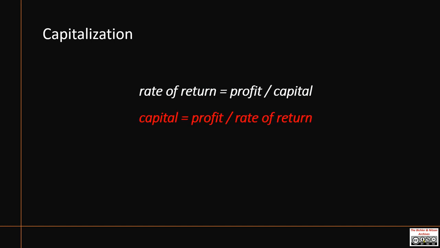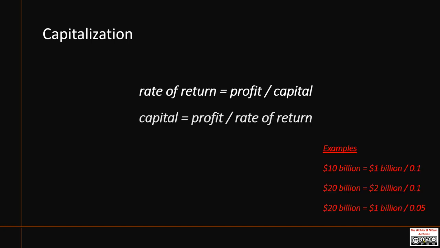Now, if we rearrange this expression, it follows that the capitalized value of the profit is given by dividing the profit by the rate of return. This is the gist of capitalization, and we can illustrate it with a few examples. For instance, if the asset is expected to generate an annual profit of $1 billion, and if the capitalist wants this profit to represent 10% or 0.1 in decimal, the capitalist would be willing to pay or demand to receive $10 billion for it. Similarly, if the expected profit is twice as large at $2 billion, the capitalization would be $20 billion. And if the profit is still $1 billion, but the rate of return is only 5%, then capitalization will double to $20 billion.